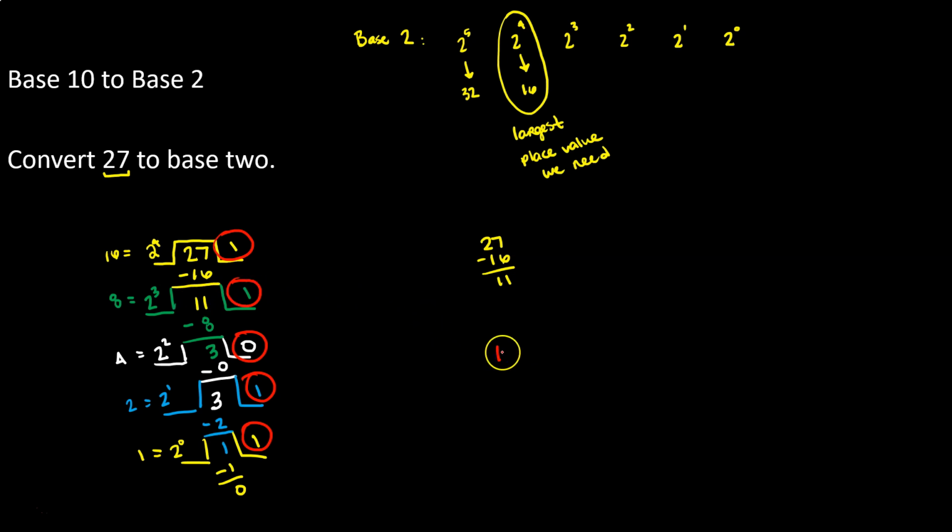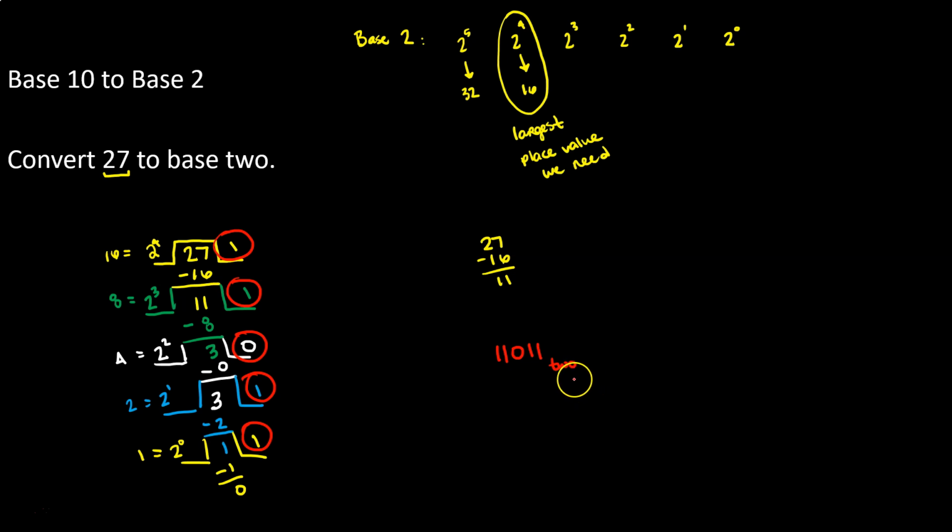I have 1 in the 2 to the 3rd place value. I have 0 in the 2 squared place value, 1 in the 2 to the 1st place value, and 1 in the 2 to the 0. And that makes up our number in base 2.